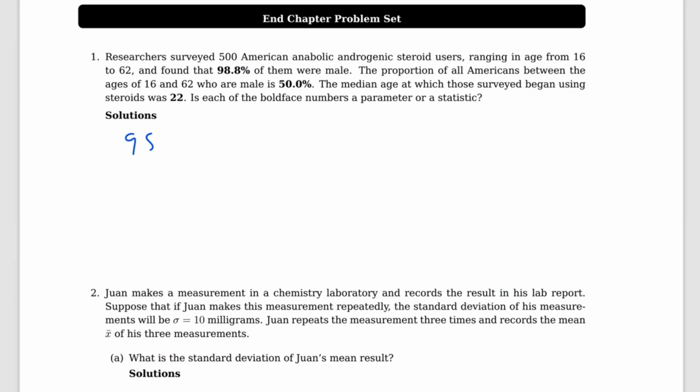So then tell me, 98.8. Is it a statistic or a parameter? It is a statistic. Why? It is coming from the sample, the survey of 500, right? It's a research survey of 500 Americans. That is a sample. It says, see, age from 16 and found that 98.8. Understood that? Therefore, it is a statistic.